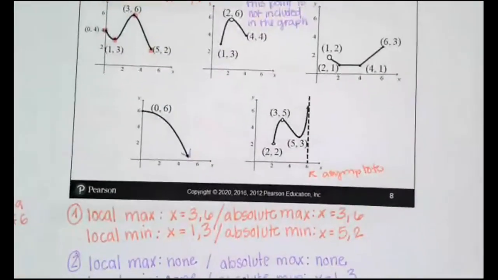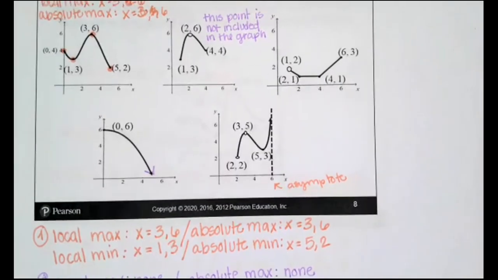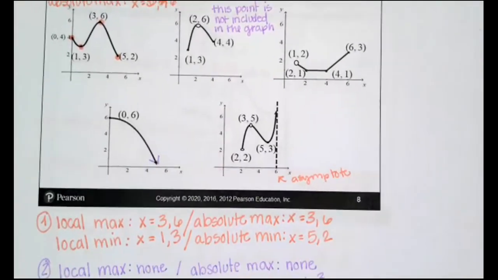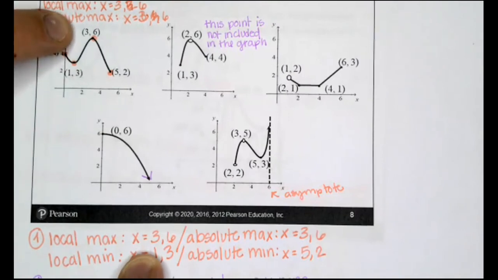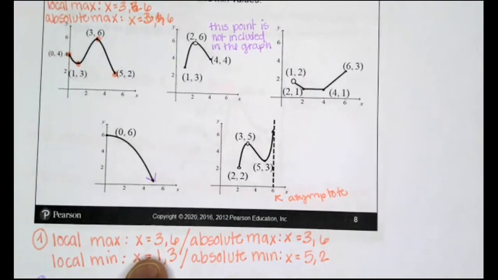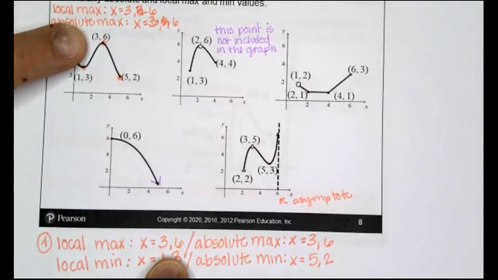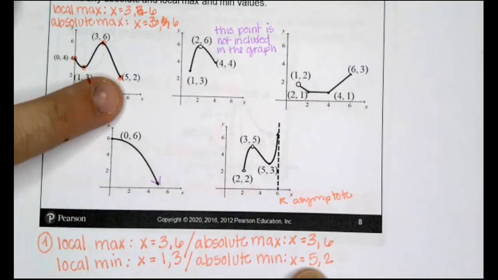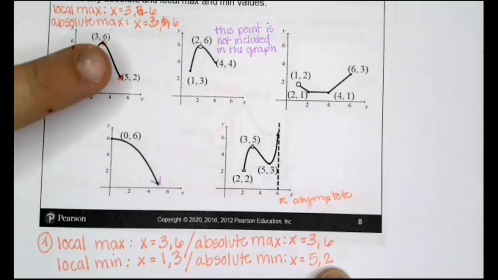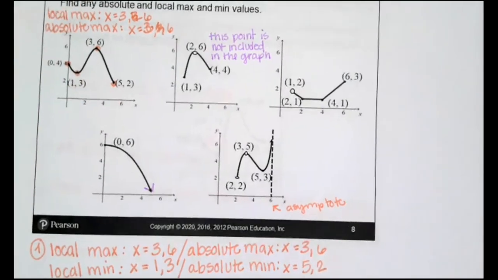I'm going to show you my notes because they look much nicer. So for 1, the local max is X equals 3 at a height of 6. The absolute maximum is the same. The local minimum is X equals 1 at a height of 3. And then the absolute minimum, there's only 1. X equals 5, and it's a height of 2. So it's lower than this one. That's why it's the absolute lowest.